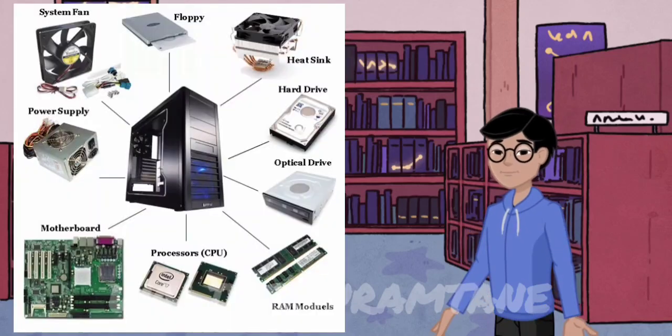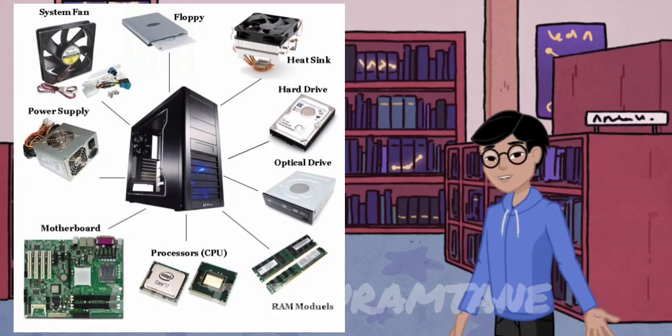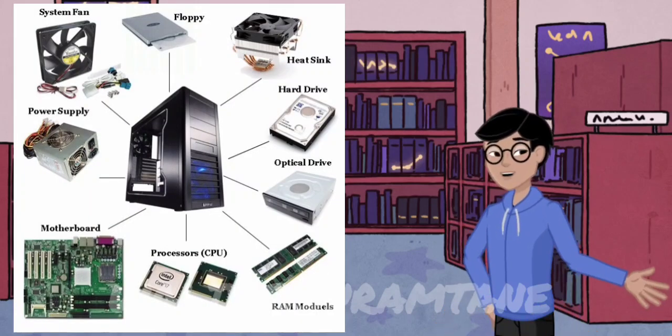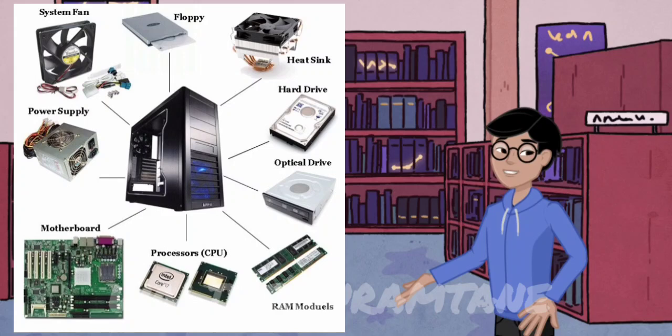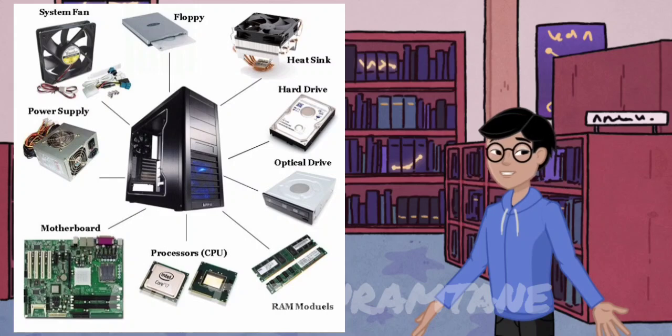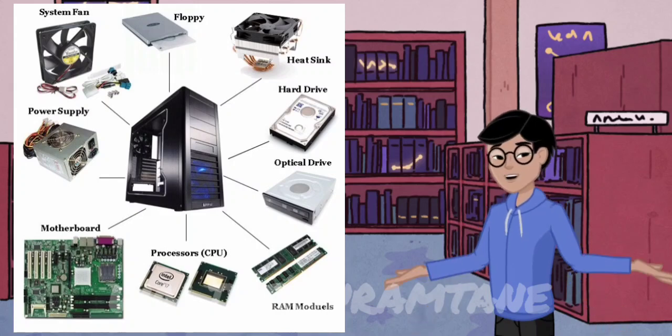Hardware. Hardware refers to the physical components of a computer or any electronic device, encompassing everything from the central processing unit (CPU) and memory (RAM) to storage devices like hard drives (HDD) and solid-state drives (SSD), as well as input and output peripherals such as keyboards, mice, monitors, and printers.